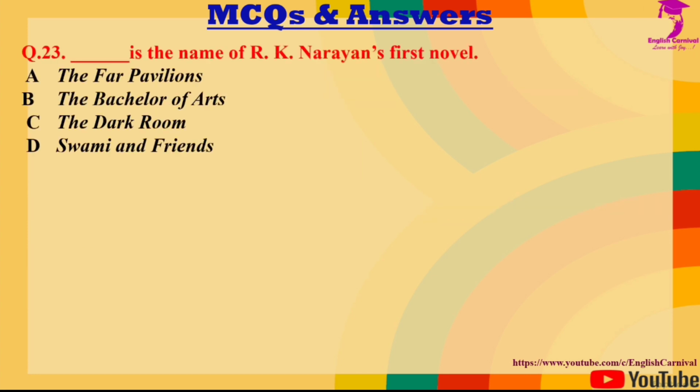Question number 23, Dash is the name of R.K. Narayan's first novel. Options are A. The Far Pavilions, B. The Bachelor of Arts, C. The Dark Room, and D. Swami and Friends. The correct answer is D, that is Swami and Friends.